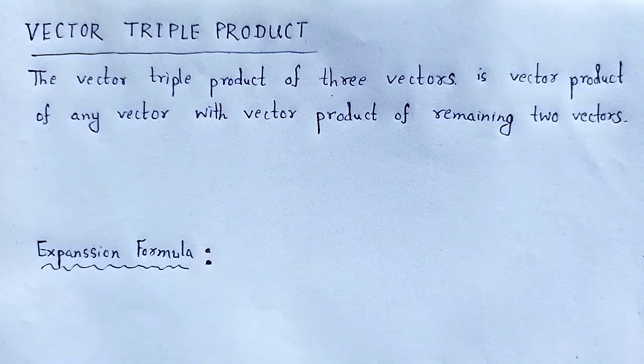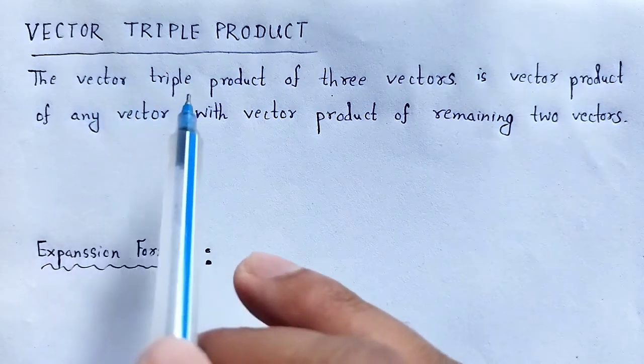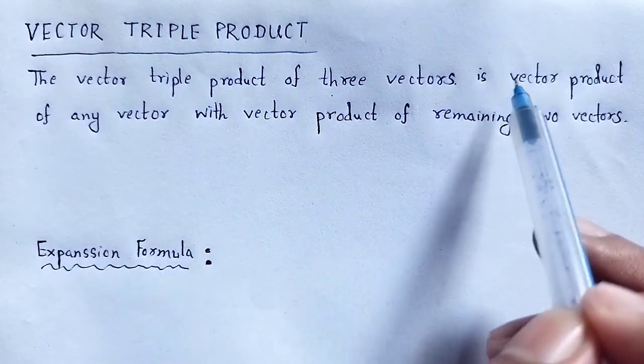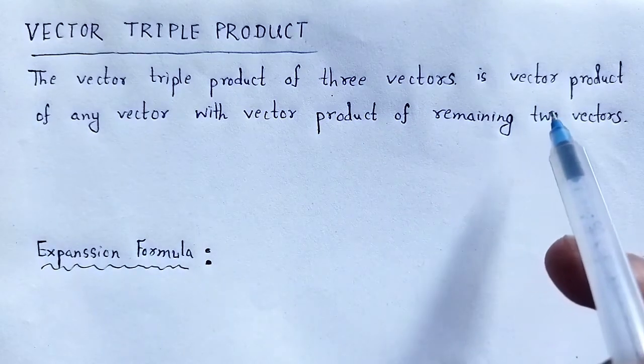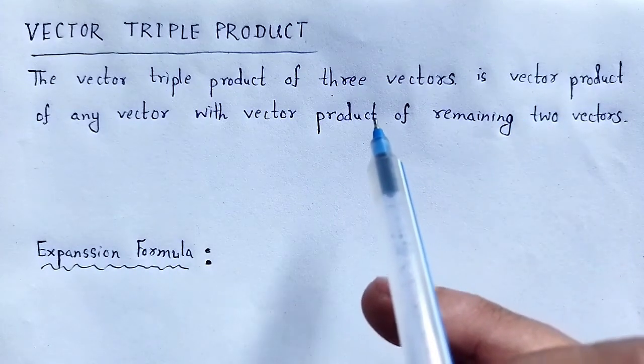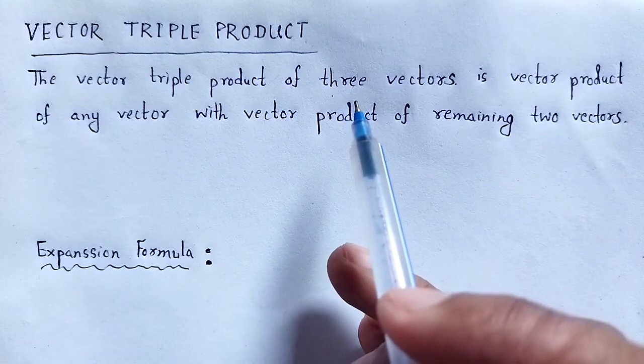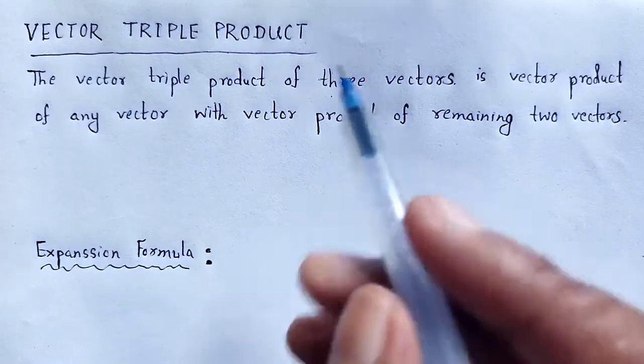In this video, we are going to discuss vector triple product. Let's begin. The vector triple product of three vectors is the vector product of any vector with the vector product of the remaining two vectors. Let us see some examples of vector triple product.